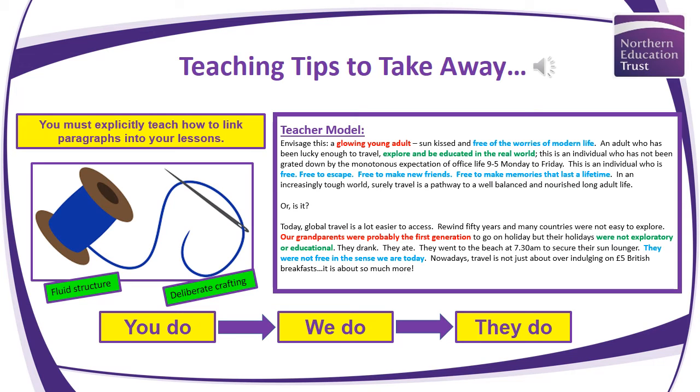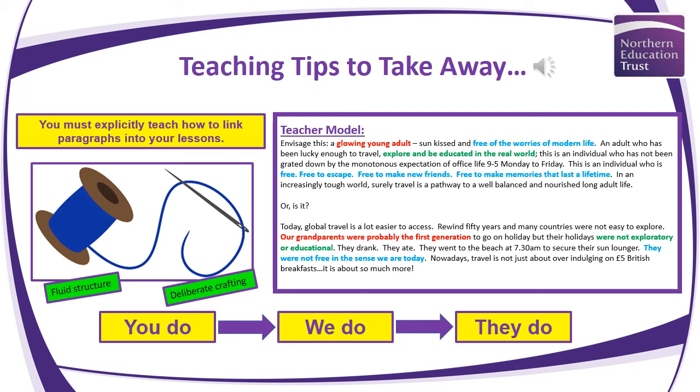If we then move on to the bits that I've highlighted in blue, free of the worries of modern life. This is an individual who is free to escape, free to make new friends, free to make memories that last a lifetime. So again, really reinforcing the benefits that travel can have on young individuals. But then when I go to my third paragraph, the past paragraph, they were not free in the sense we are today. So again, there's that explicit link back, and go back to the cat gif. That third paragraph would not make sense first. The argument is being built up.